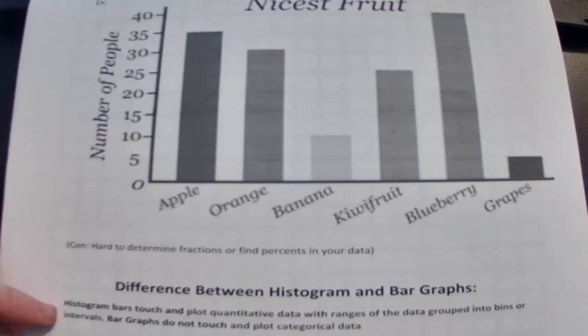So a histogram's bars touch and plot only quantitative data with ranges of the data grouped into bins or intervals. Bar graphs do not touch.